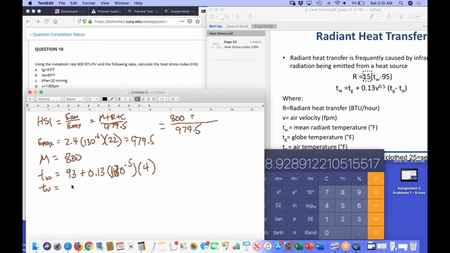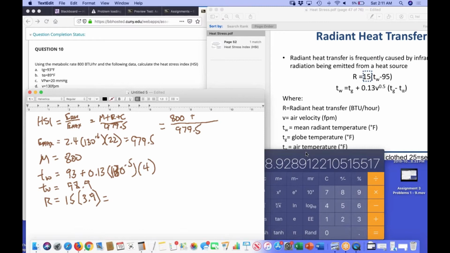TW equals 98.9. Okay, so now we can use that to calculate our radiant heat transfer. Our radiant heat transfer is equal to 15 times the difference between the mean radiant temperature, TW, which we just calculated as 98.9, minus 95. So that would be, let's see, 98.9 minus 95 would be 3.9. So that's going to be equal to a little less than 60.